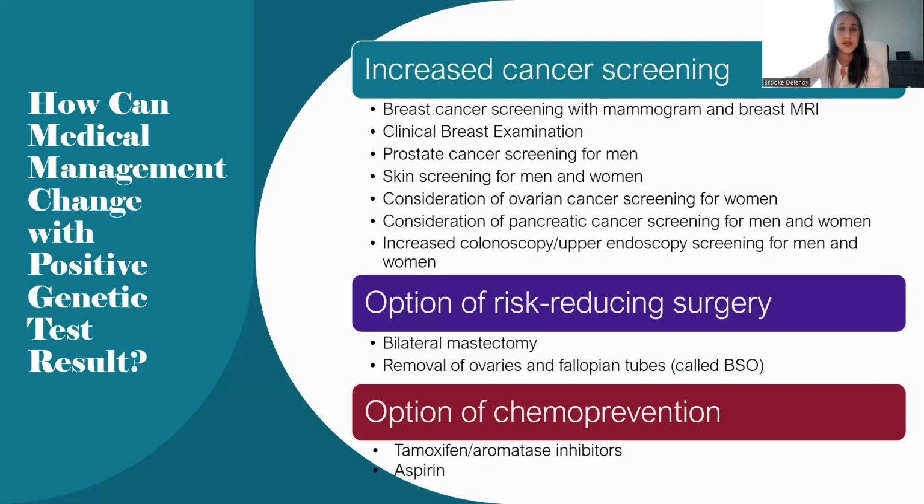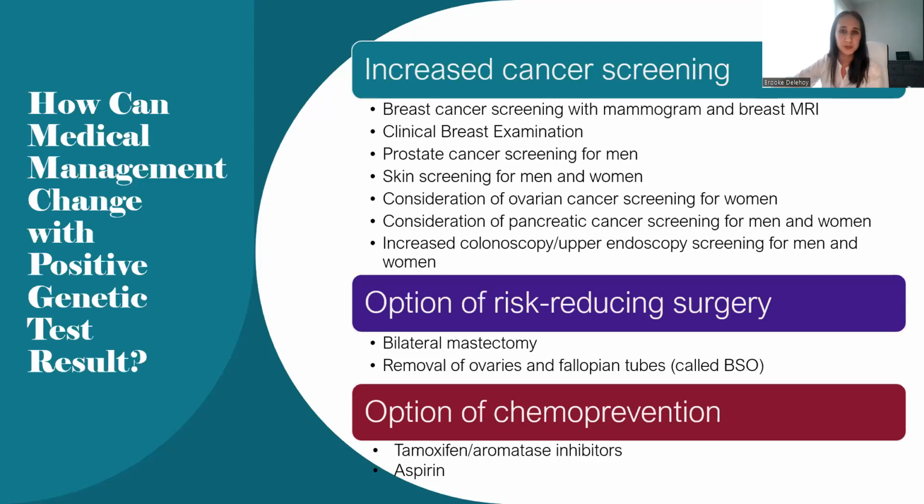Now, some examples of cancer screening that could potentially change in frequency could be how often you go for mammograms and maybe even an additional breast MRI if qualified. Clinical breast exams, maybe not performed every year, but every 6 months. Prostate cancer screening for men can be initiated at an earlier age than the general population. Skin cancer screening for men and women should be recommended every 6 months to annually.